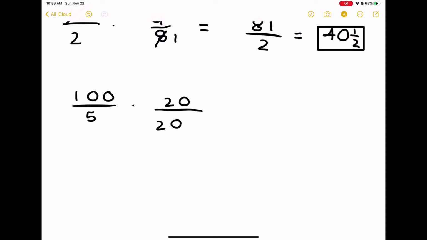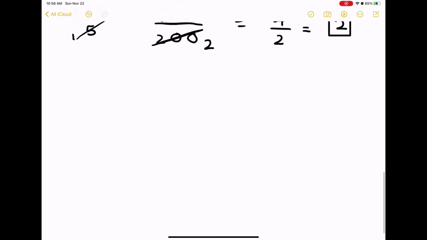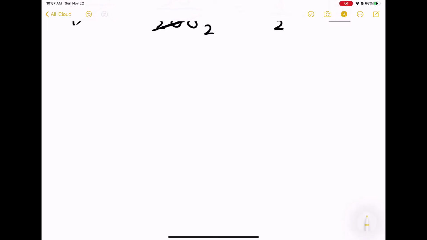Let's say next we have 100 over 5 times 20 over 200. Well, 5 times 4 is 20. So you can essentially just simplify it. You could also have done 5 and 100, but sometimes it just slashes out all like that, which is so much easier.